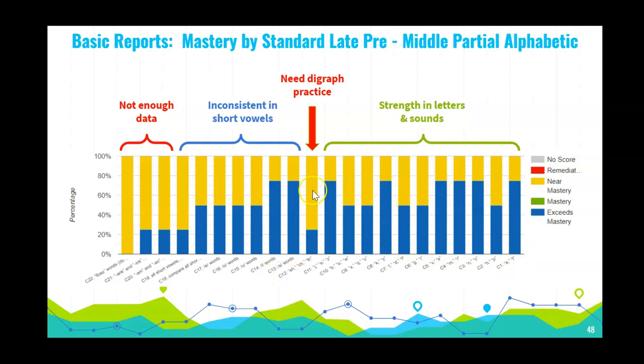Looking at cycle 12 digraphs, I can tell that this is an area where many of the students in my class need additional support. I have inconsistent information on my short vowel mastery in my class, and based on the beginning of year assessments, I don't really have enough data to know if my students have mastered word families or the floss rule. This basic report gives me a little bit of information to begin making instructional decisions about what my students may need moving forward.